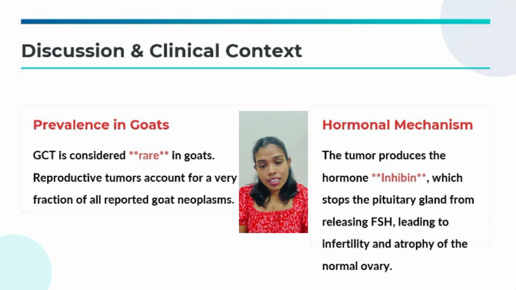This case is very interesting because granulosa cell tumors are very rare in goats. They can produce the hormone inhibin, which suppresses FSH and causes abnormal cyclicity and infertility in animals, which actually perfectly explains the prolonged cycles that were seen in this doe.